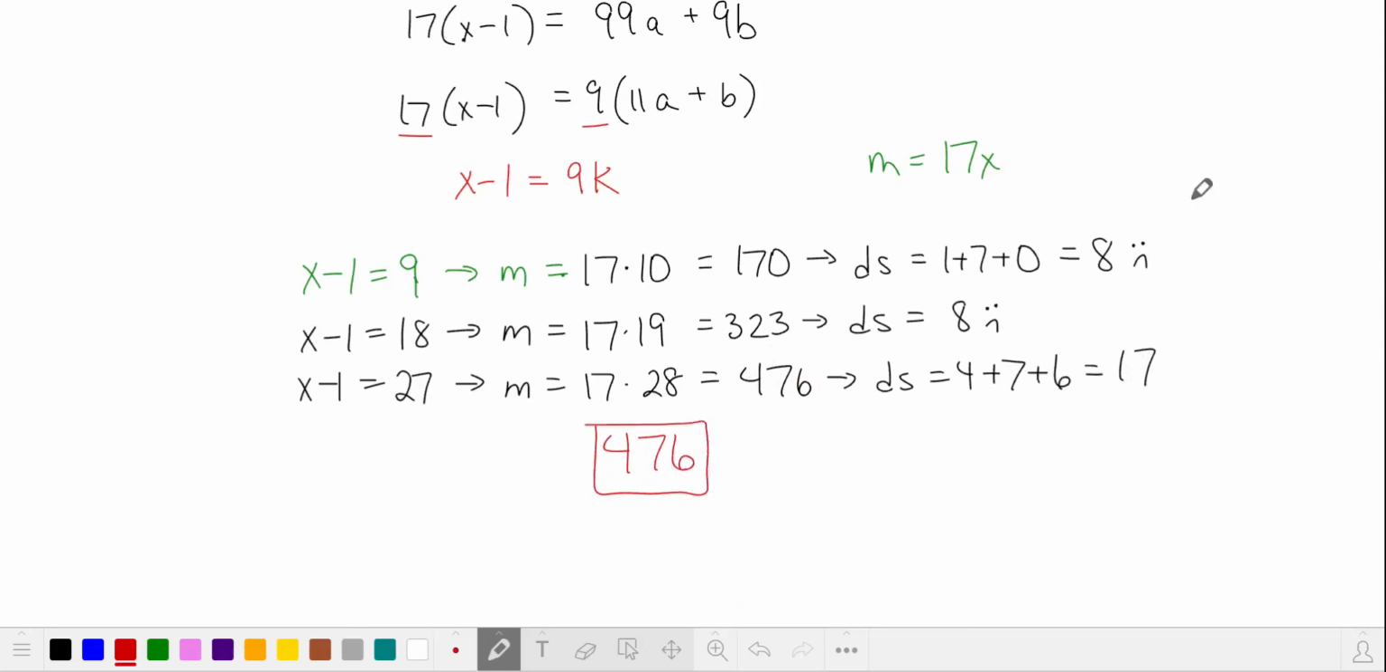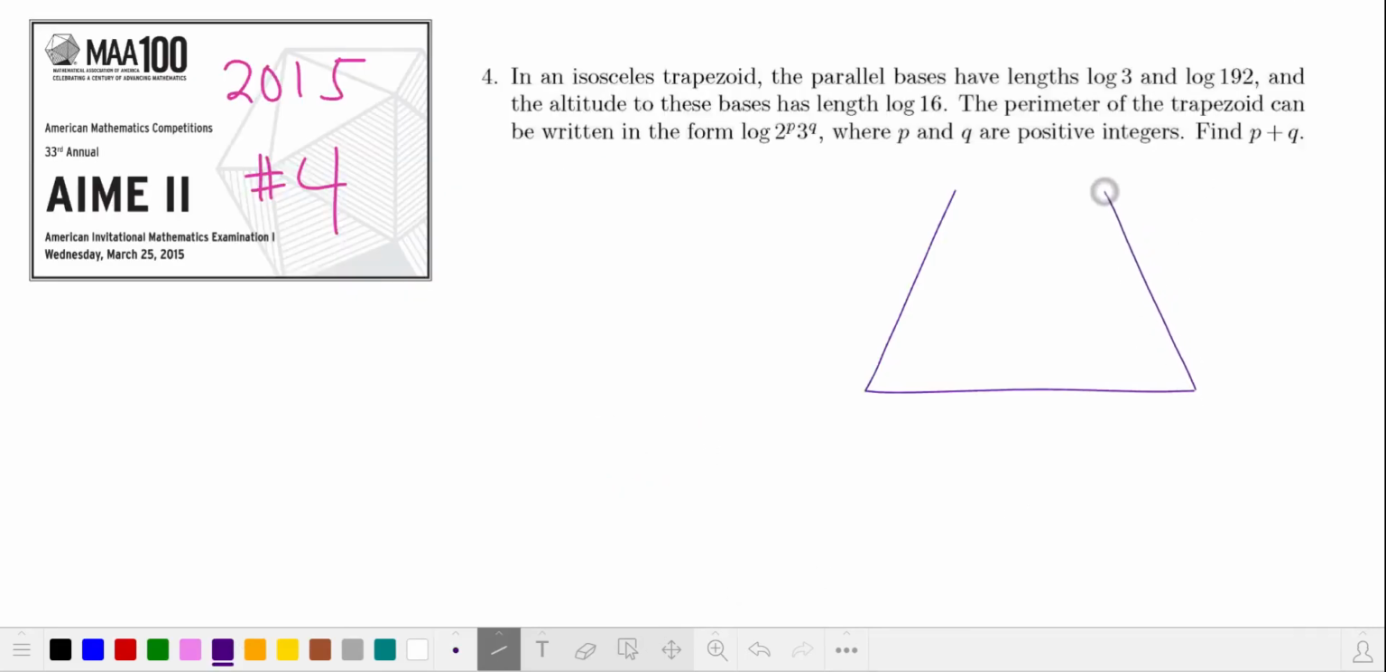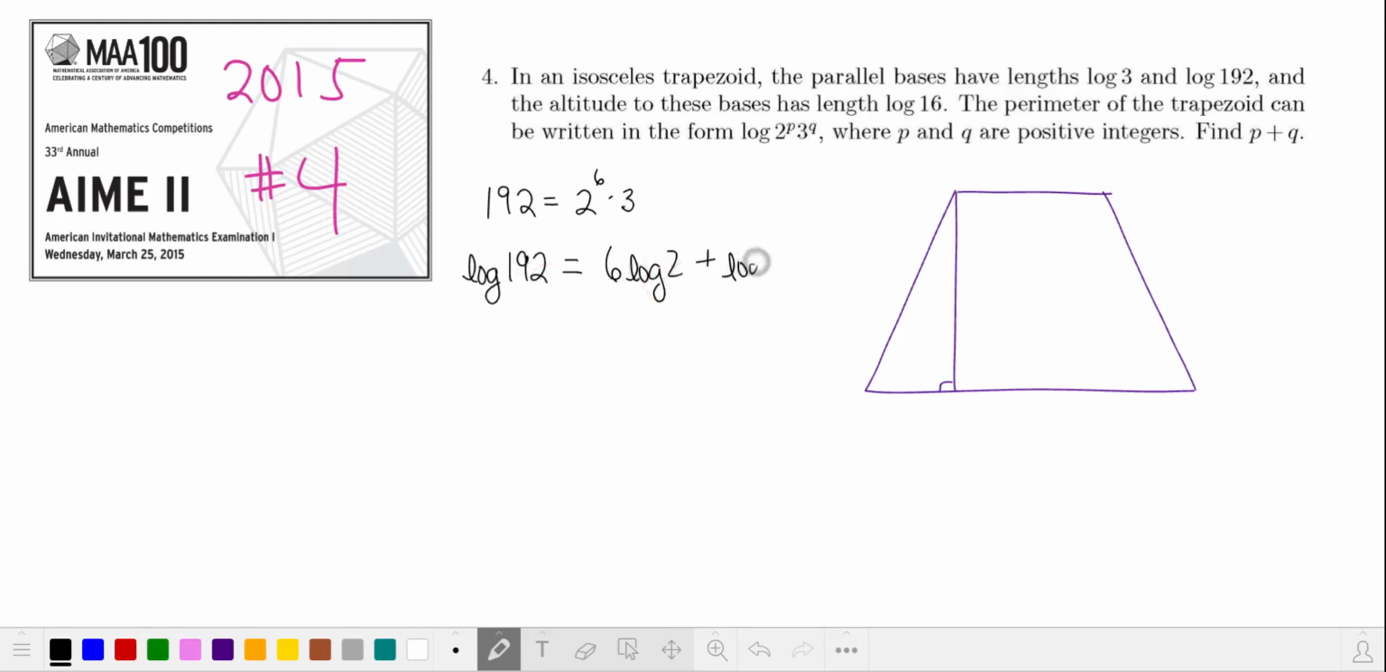Now we'll do number 4. Let's draw our isosceles trapezoid and draw an altitude. The prime factorization of 192 is 2 to the 6th power times 3. So the log of 192 is 6 log 2 plus log 3. Similarly, log 16 is 4 log 2.